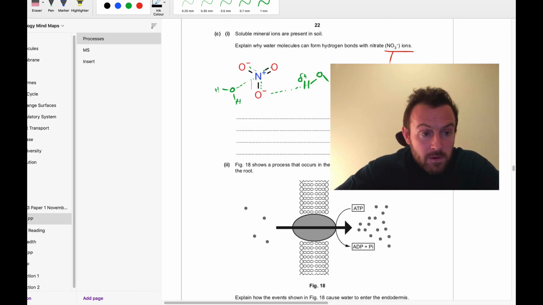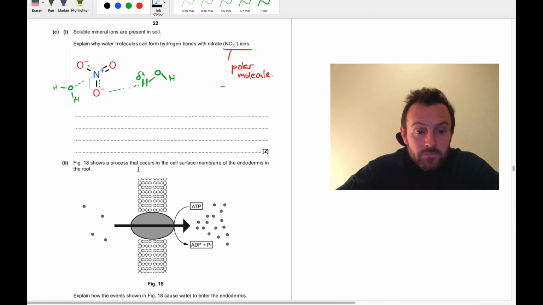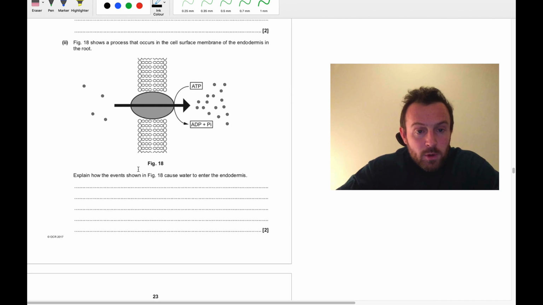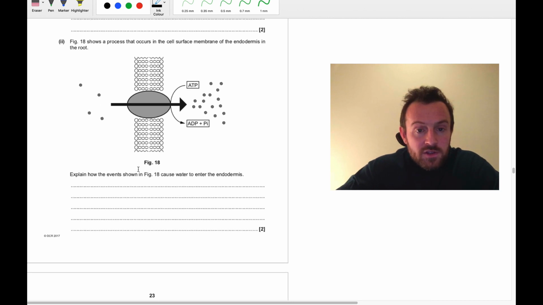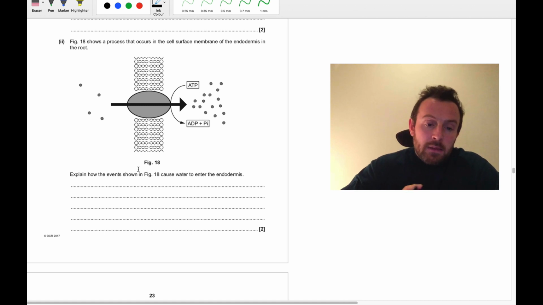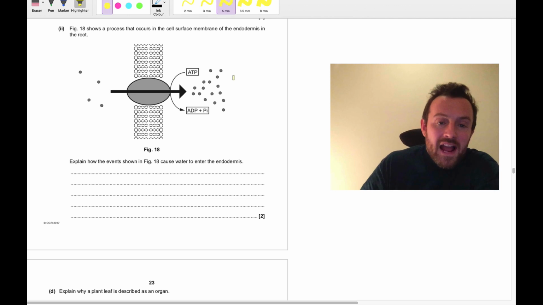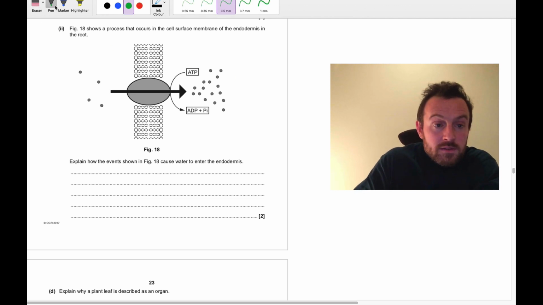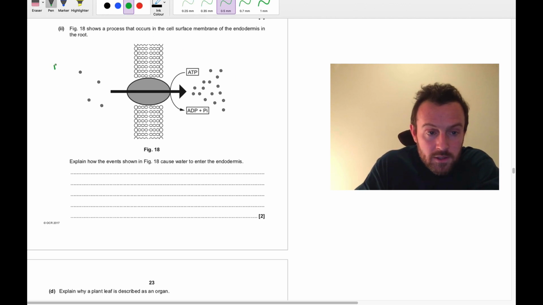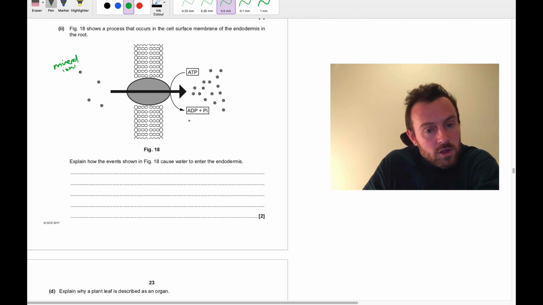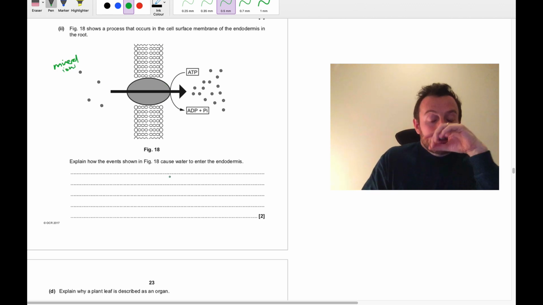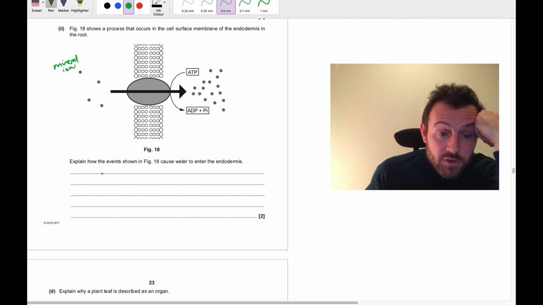And back to the last bit of question 18. Figure 18 shows a process that occurs in the cell surface membrane of the endodermis in the root. Explain how this causes water to enter the endodermis. So we have active transport of mineral ions. So these are mineral ions. And the diagram gives us a lot of clues, so we best use those clues.